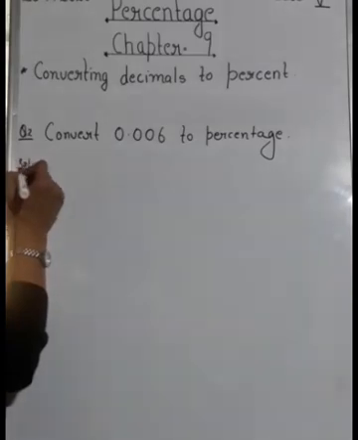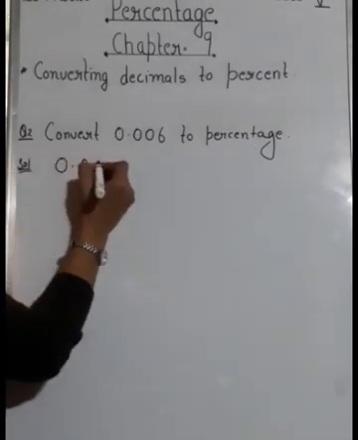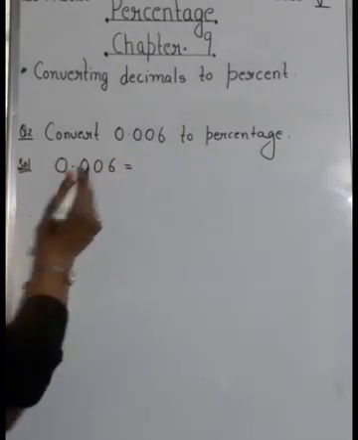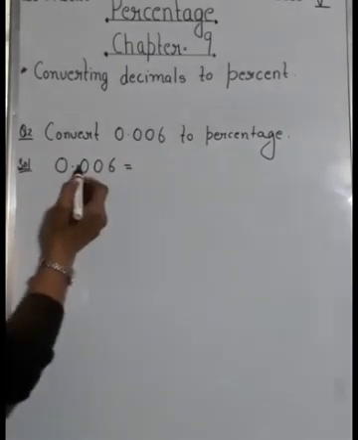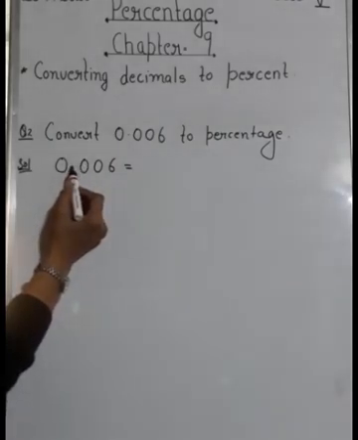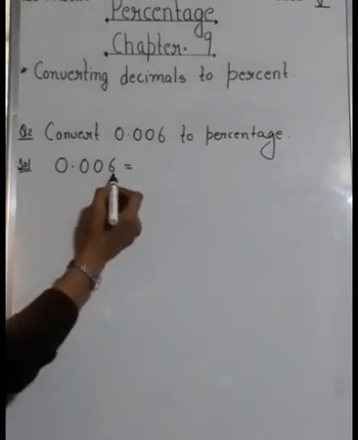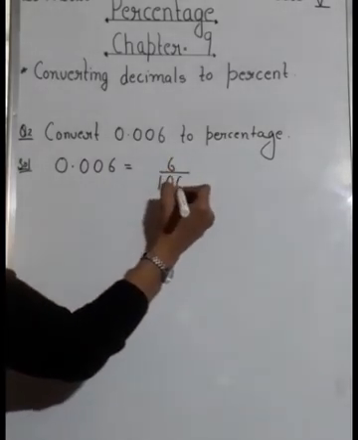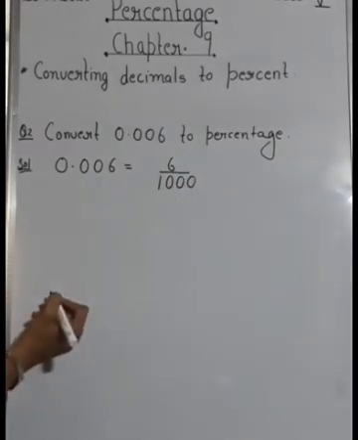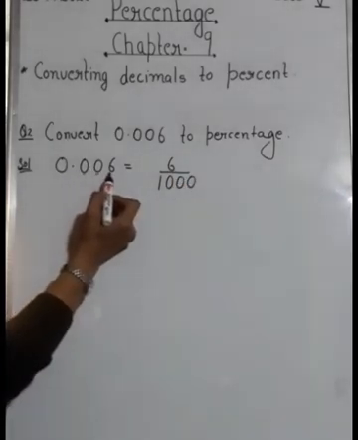Now you have to convert this 0.006 to percent. So you will write 0.006 is equal to, you have to convert this into a fraction first. Now see, after the point how many digits am I having? 1, 2, 3. After the point, how many digits? 3. So it will be 6 upon 1 with 3 zeros. Clear? Why? Because after this point I am having 3 digits.